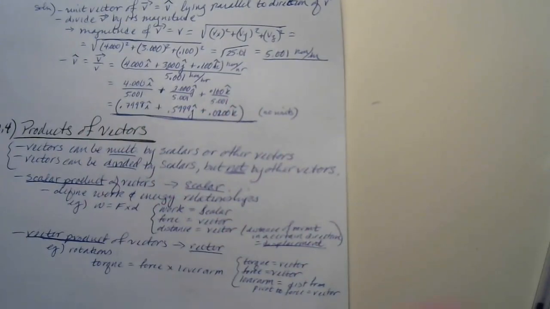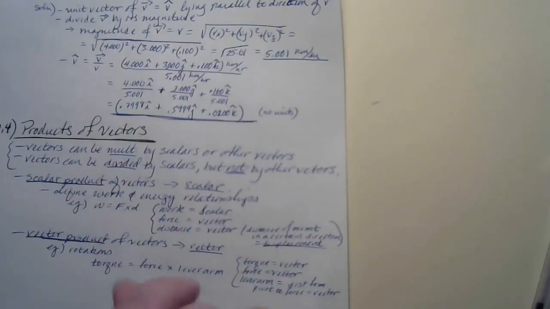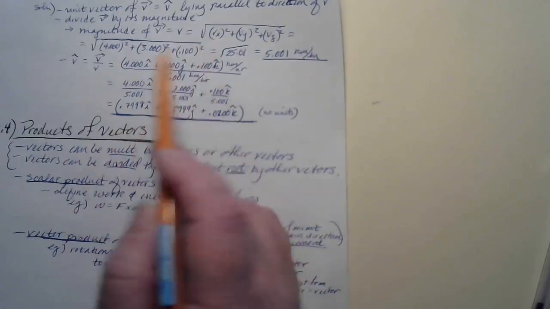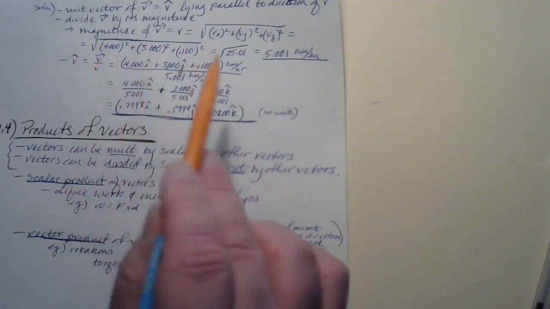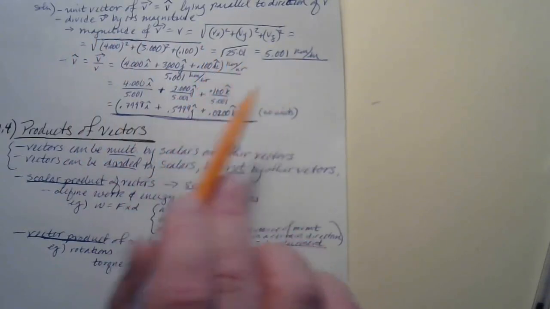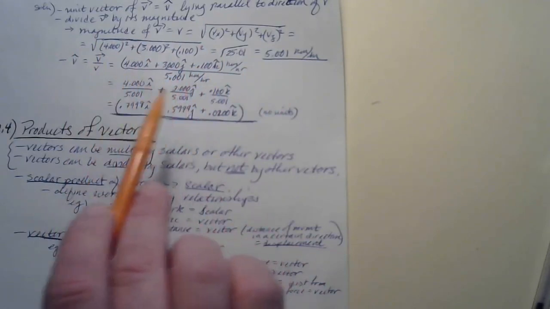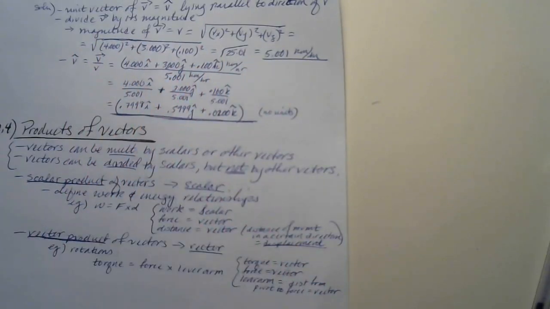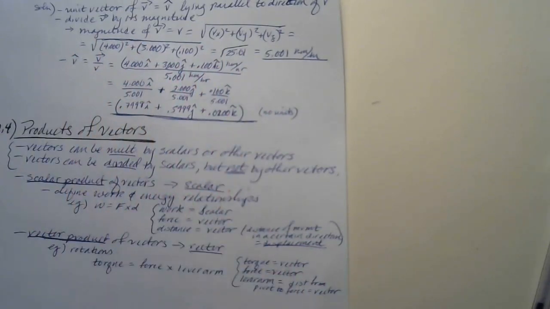So it sounds complicated, but when you actually see an example done, it's not so bad. You just use the Pythagorean theorem to find the magnitude of the overall vector itself, and then you divide each term of the vector by that number. And then what you get will be the unit vector.